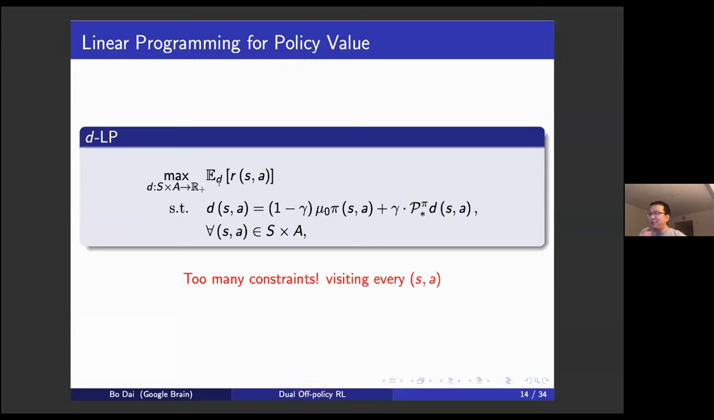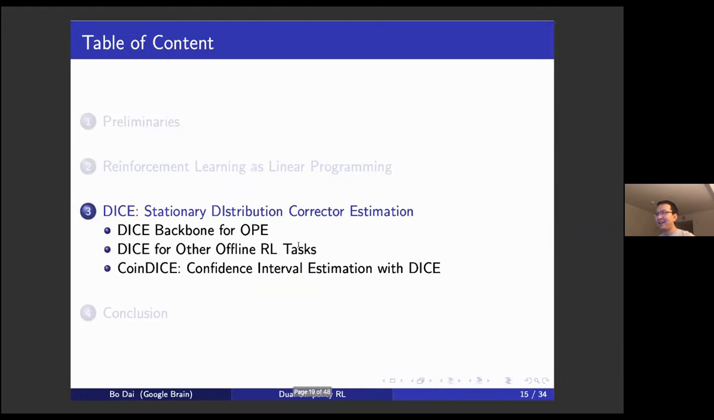Although we don't need to deal with the infinite sample along the trajectory, the thing here is you have many constraints because this constraint is still for every state and action. It's not very good. But don't worry. That's why we introduce this DICE family here.